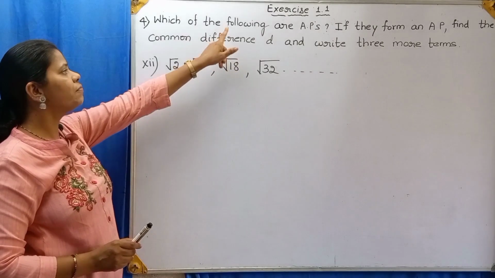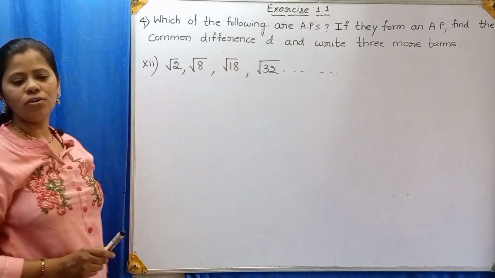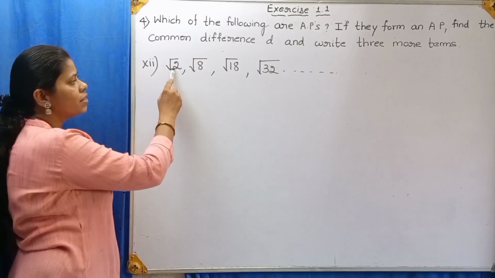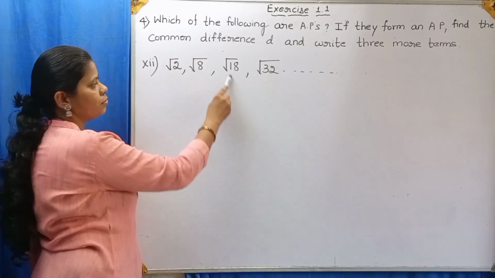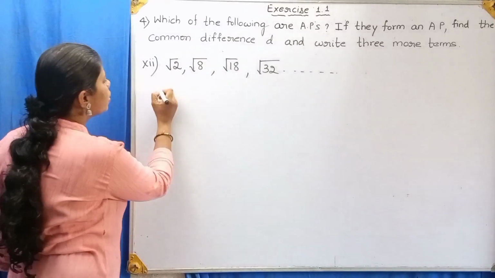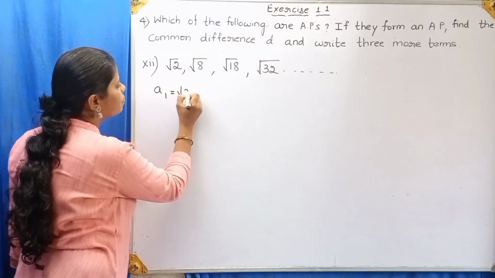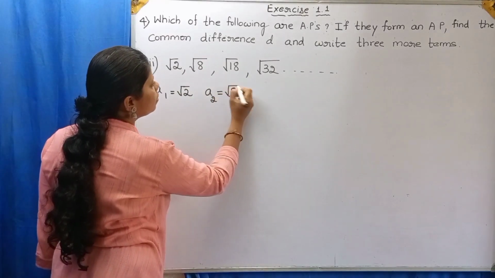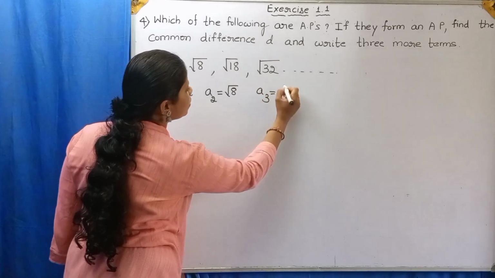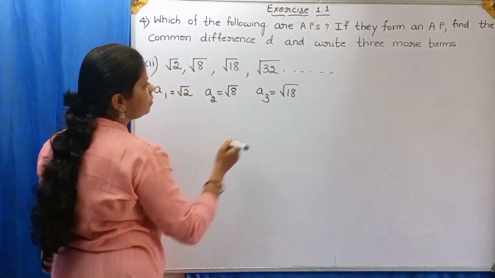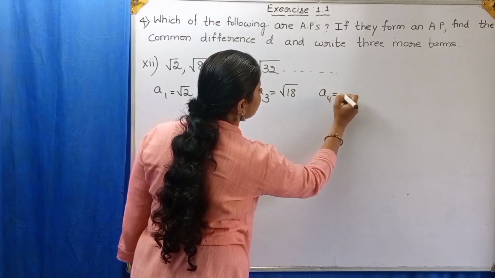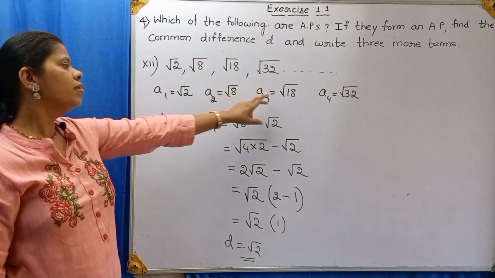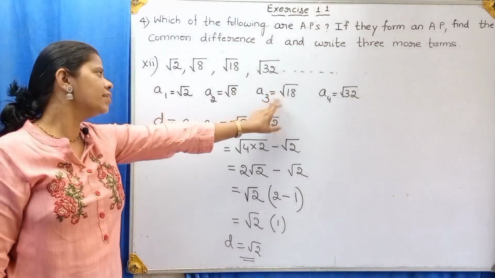We have to say whether they form an AP or not. Okay. To do this, we have to find out the difference between these two and these two. Right? Say a1 is what? Root 2. a2 is what? Root 8. a3 is what? Root 18. And a4 is root 32. Right? Now, let me find out the difference between these two.